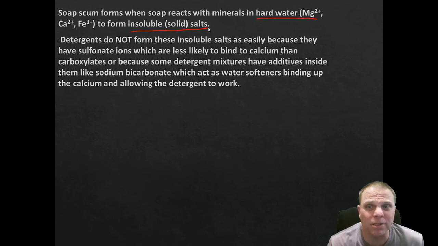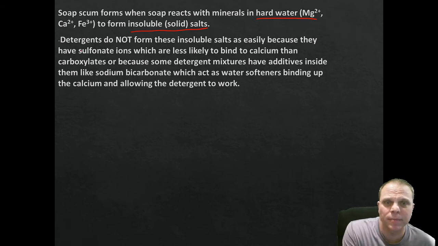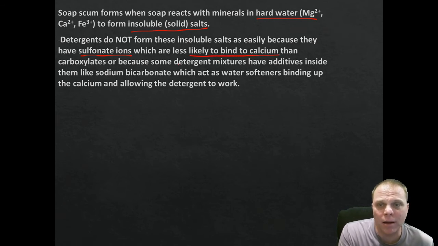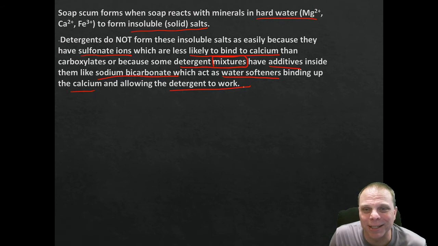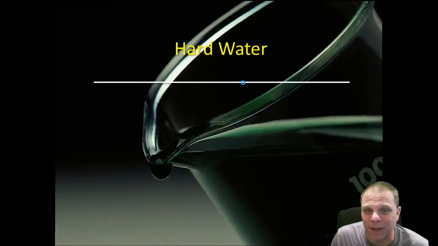Again, the reason that detergents aren't forming these insoluble salts is they have sulfonate ions, okay? And those are less likely to bind to calcium than the carboxylates. And also some detergents are actually mixtures, and they'll have additives like sodium bicarbonate, and that works as a softener. And so it binds up the calcium, and then the detergent's able to work because of that. So a couple of reasons why those detergents might work better and not give you those insoluble salts.